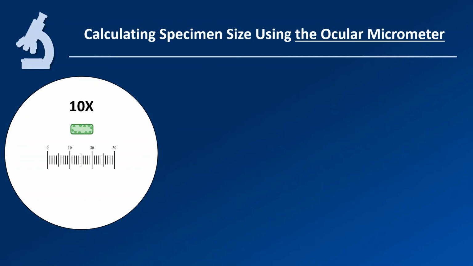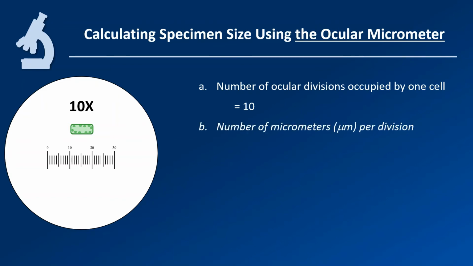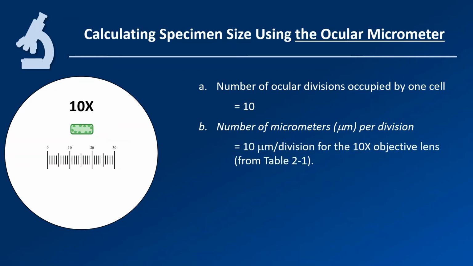In our first example, I'm going to look at the 10 times, and notice I've zoomed in a little bit just to make it easier to see the numbers. So in this case, there's my cell, and each of those divisions is considered one division, so my cell is 10 divisions. We call those 10 ocular divisions. Then if we look at table 2-1, the number of micrometers per division for the 10 times lens is 10 micrometers per division. So in this case, it's a simple multiplication, 10 times 10. So 10 times 10 micrometers per division is, of course, 100 micrometers for that particular cell.